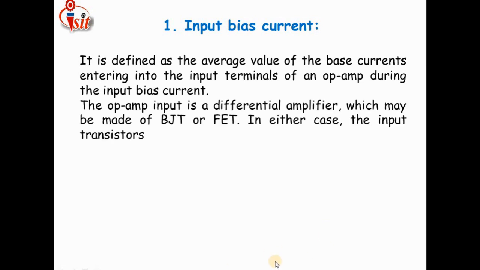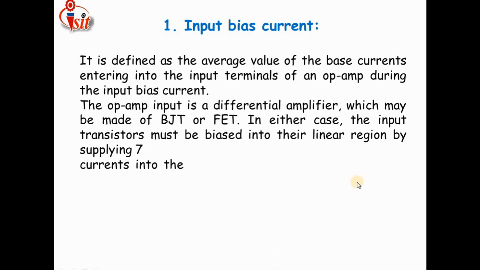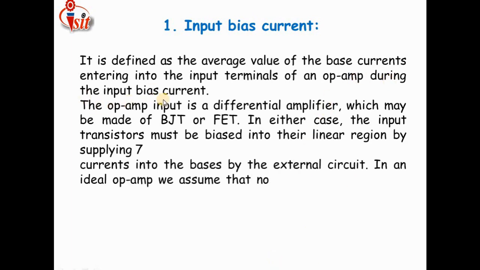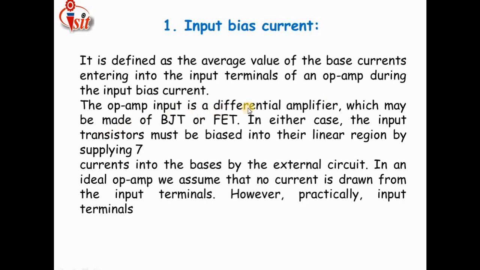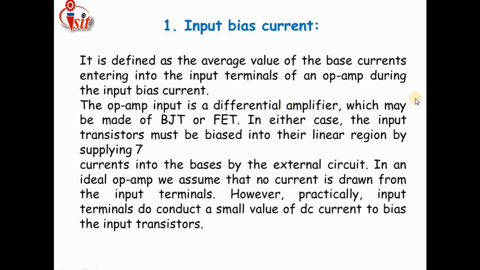It is defined as the average value of bias current entering into the input terminals of an op-amp. An op-amp input is a differential amplifier which may be made of BJT, bipolar junction transistors, or FET, that means field effect transistors. In either case, the input transistors must be biased into their linear region by supplying current into the bases by the external circuit. In an ideal op-amp, we assume that no current is drawn from the input terminal. However, practically the input terminals do conduct a small value of DC current to bias the input transistors.